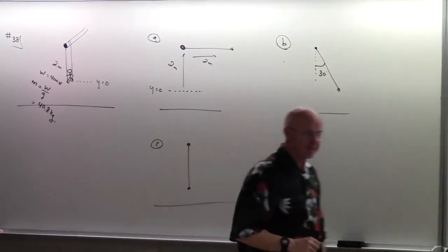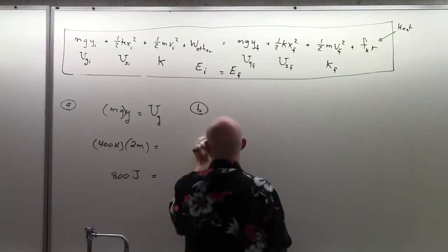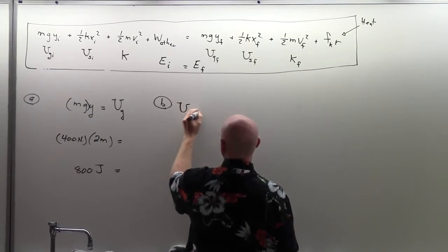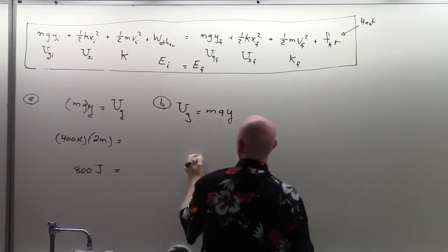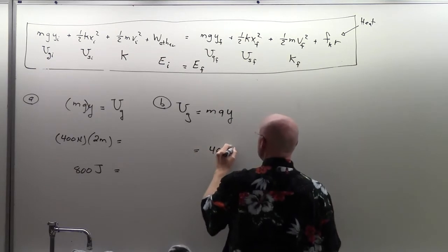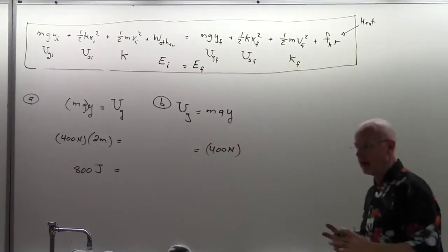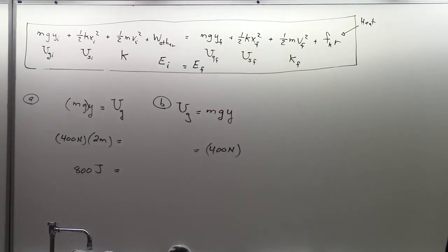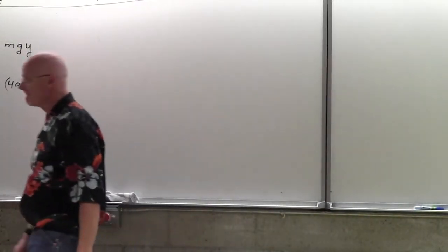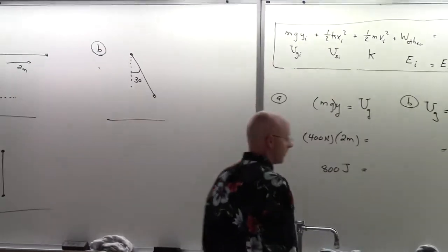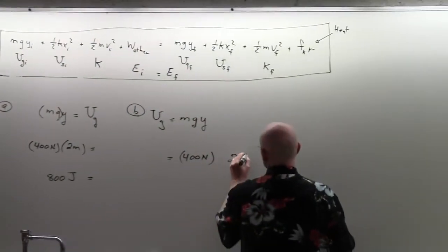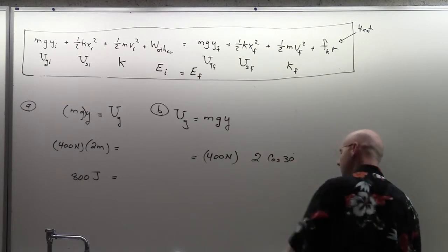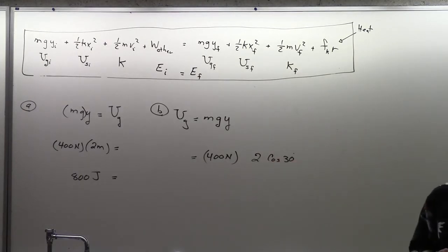Well, let's do B. Calculating again the gravitational potential energy, it is mgy. Now the mg is the easy part, 400. They gave that. Okay, I get that. How high is the child? Okay, I heard 2 cosine 30. Yeah, it's not just 2 cosine 30.